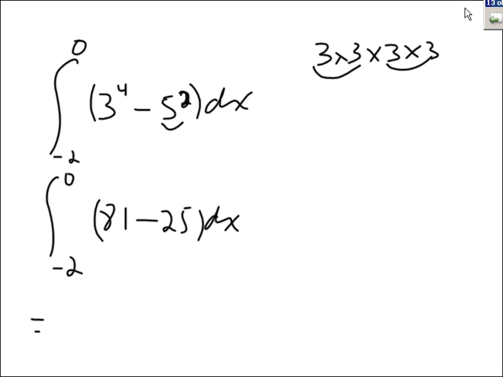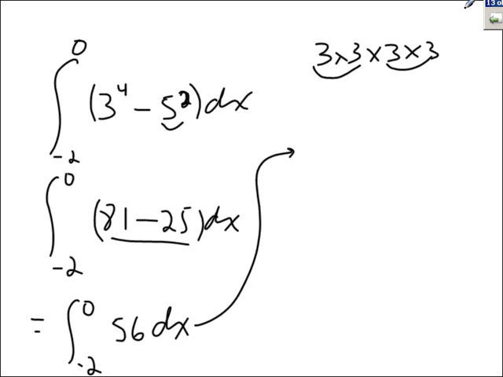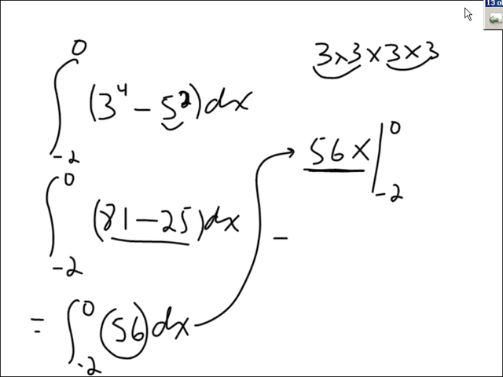And if you do some subtraction, you get, I think, 56. 56 dx. The integral of 56 dx is just 56x. Quick check would be the derivative of 56x is 56. And this goes from -2 to 0. First you plug in 0, which backs out to 56.